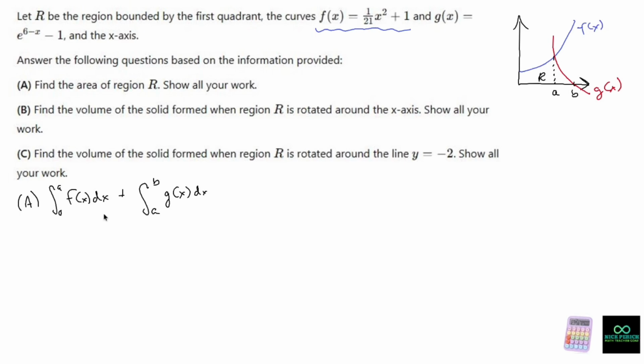So what I'm going to do is run to my calculator. I need to find a, I need to find b. Once I find those, I'm going to integrate them in my calculator, and I'm going to add those up and see what happens. So we're going to do all of this all at once.